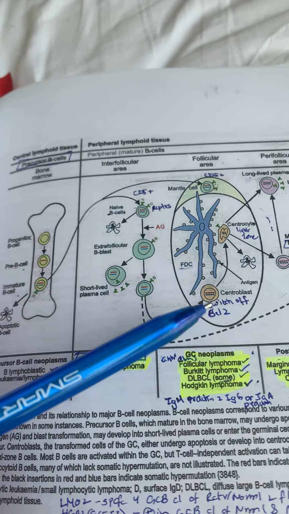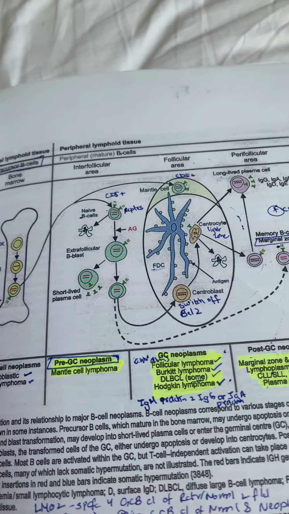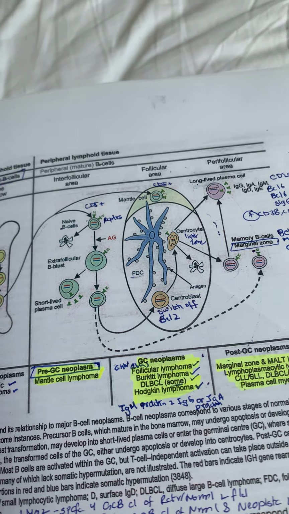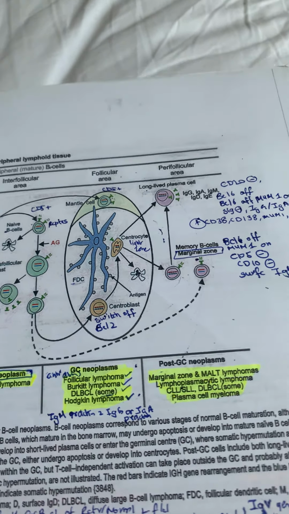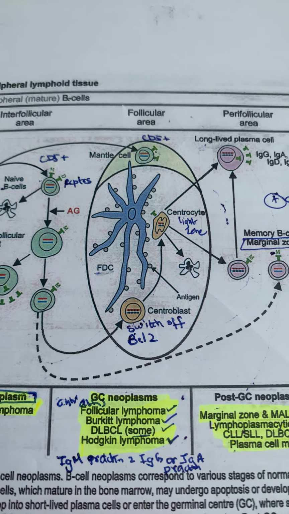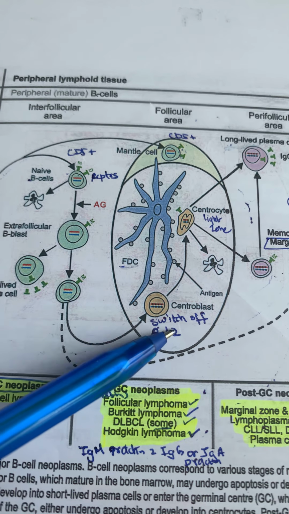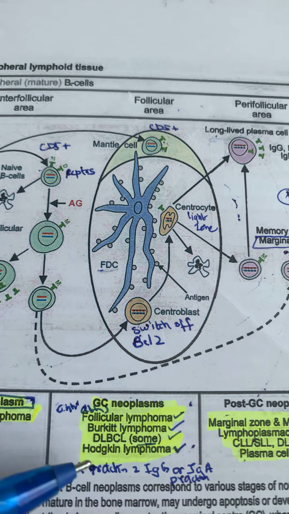However, there are some cases in which you can find aberrant BCL2 negativity in follicular lymphoma. That's a separate issue, but for the majority, BCL2 is positive in follicular lymphoma and it is negative or switched off in a normal germinal center of a reactive lymph node. Okay, that's an important point.